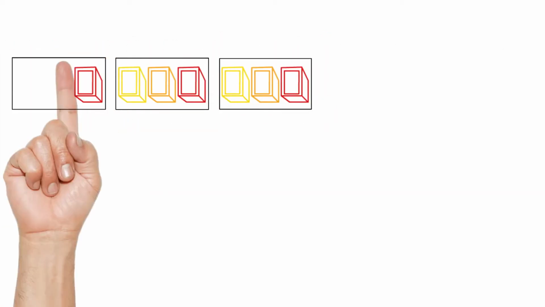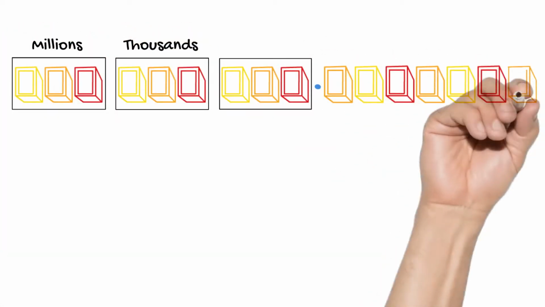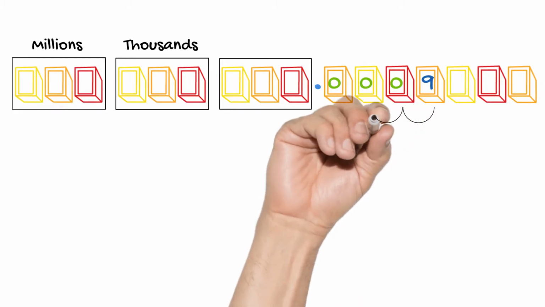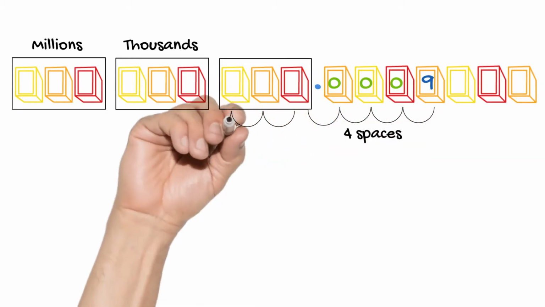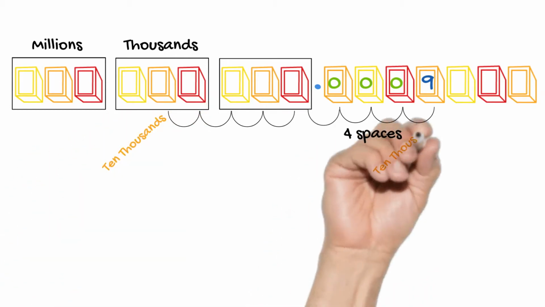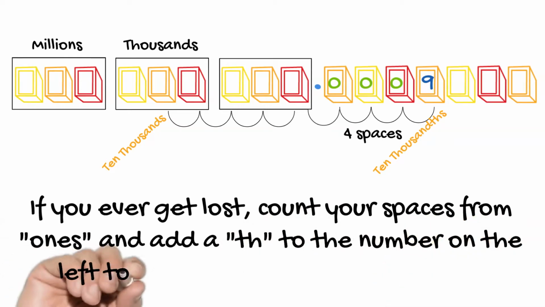One difference you should know is that we don't use commas to separate our digits to the right of the decimal. But if you ever get lost, count how many places your digit is to the right of the ones box, and then count that same number of places to the left to figure out what that place should be named. Just remember to add a th.